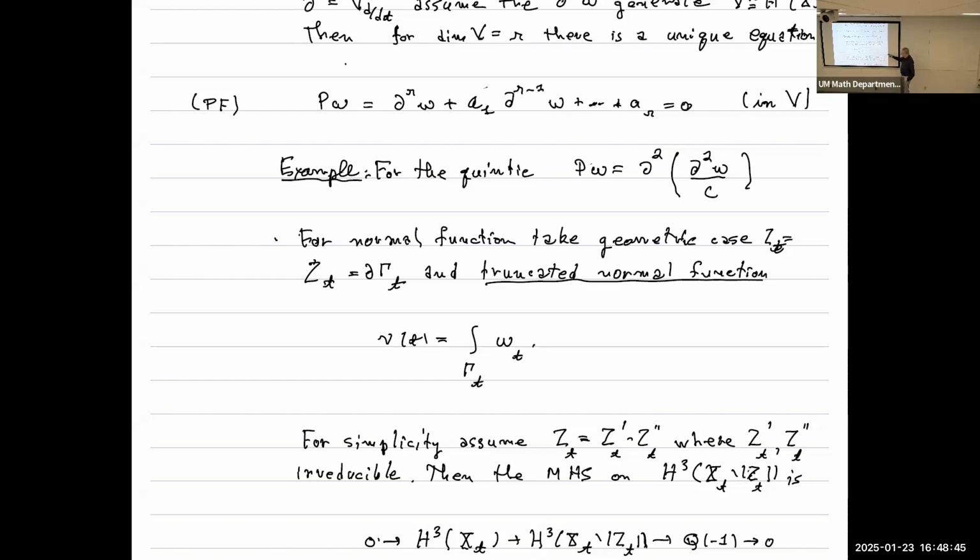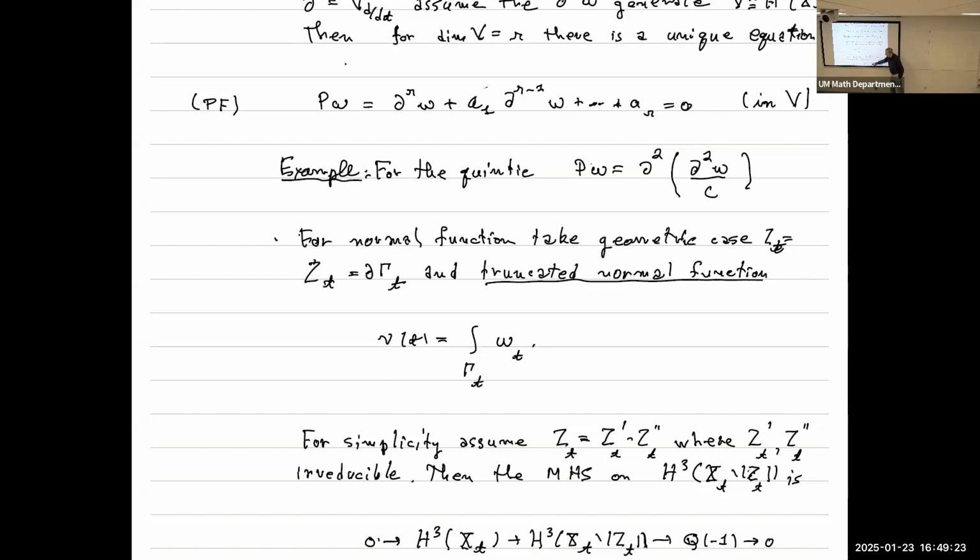So we're going to use this truncated normal function where you just integrate the holomorphic differential, not the whole first half of the Hodge decomposition, just the first piece. Okay, and that'll give you some truncated normal function. For simplicity, I'm just going to look at algebraic cycles that are the difference of irreducible ones. We have a mixed Hodge structure on the variety minus the sum of these. That's just an ordinary reducible curve on a threefold.